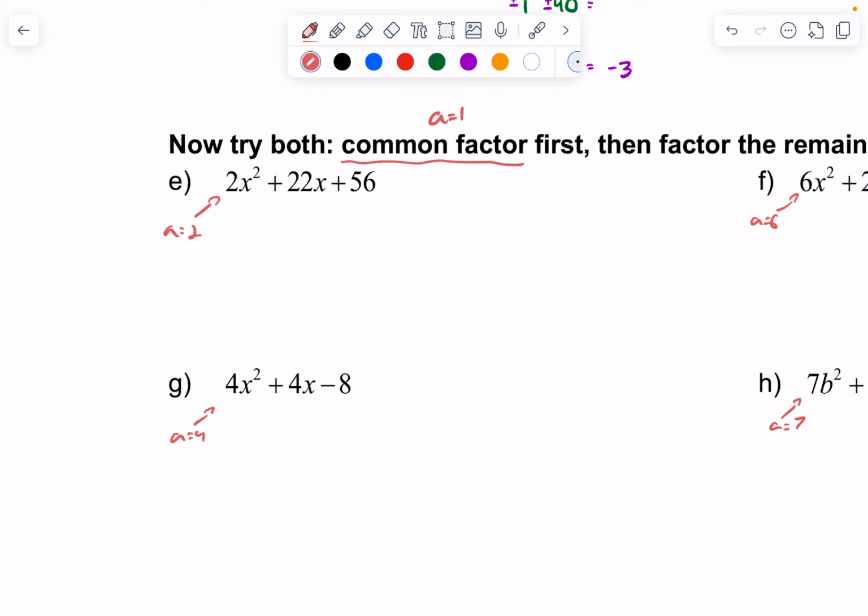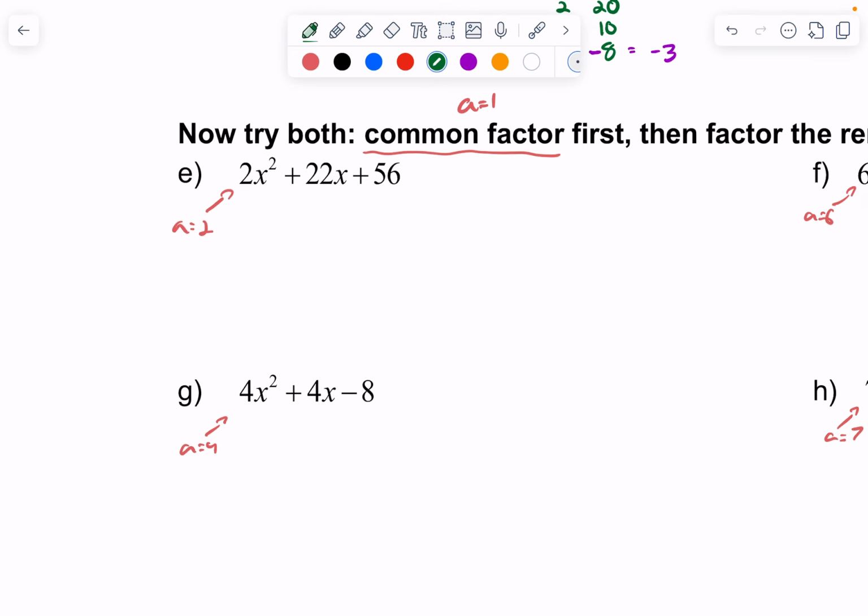So looking at this, well, I know that I can factor out this 2 from this 22 and this 56 because they're all common, they're all even, sorry. So if I factor that out, that would become 2, right? I factor it out, so you write it on the outside of the brackets, x squared. And then what is 22 divided by 2? Well, you get plus 11x. 56 divided by 2 would be plus 28.